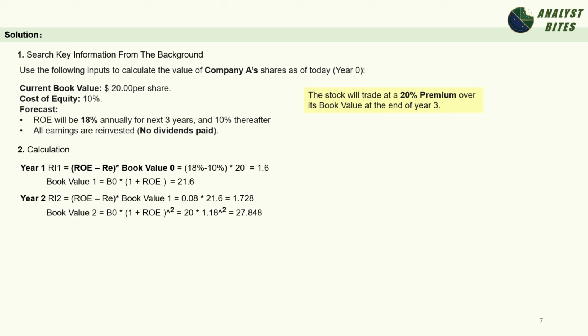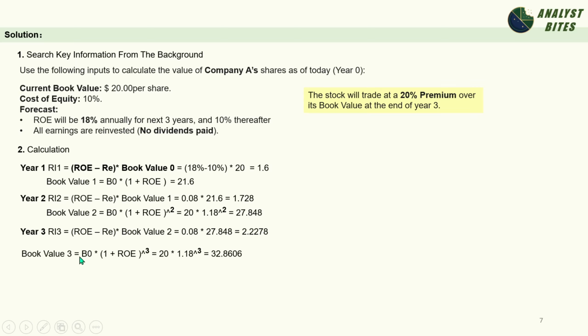So now we have RI1, RI2, and RI3. Let me ask you, do we need to calculate B3? Yes, we do. The terminal value is based on the book value at year 3. So here is B3. Now we can calculate the terminal value.